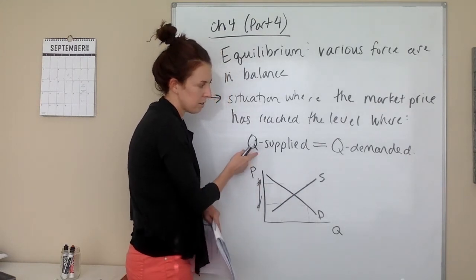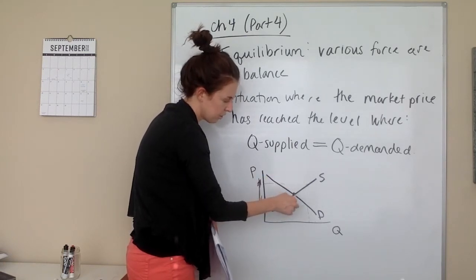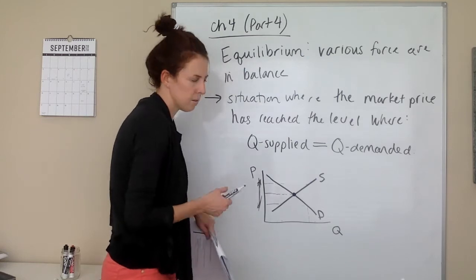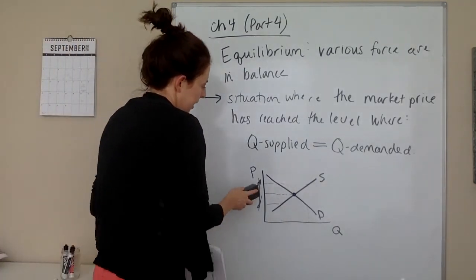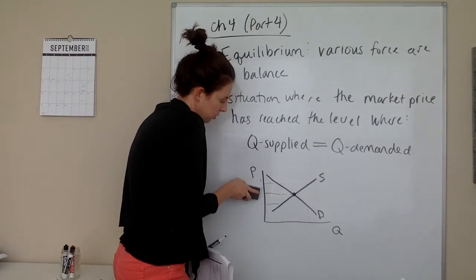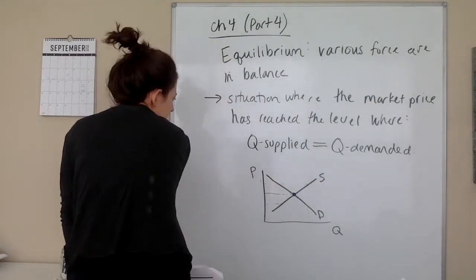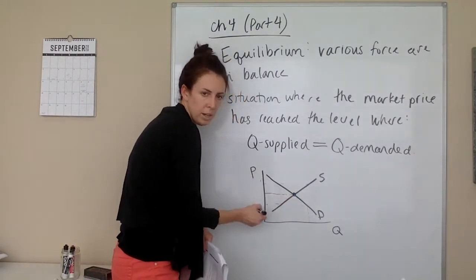So where is quantity supplied equal to quantity demanded? It's equal at the intersection of these two curves. And that corresponds to a particular price. At the intersection of these two curves, what I have written is that we're going to get an equilibrium, which means the price is going to quit going up and down.